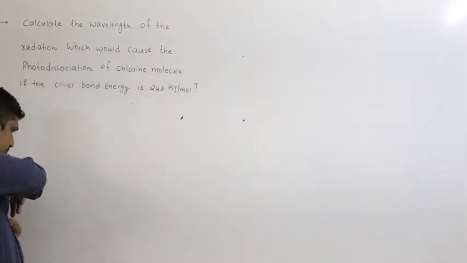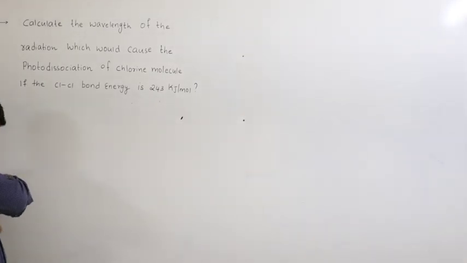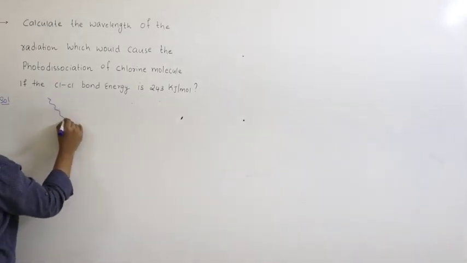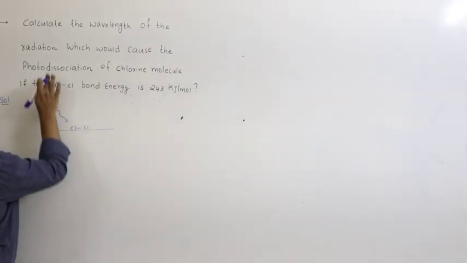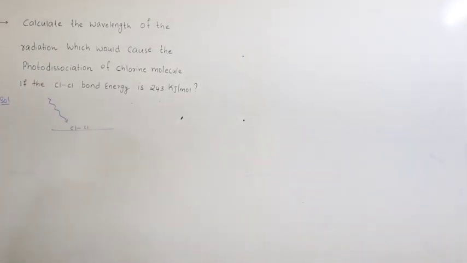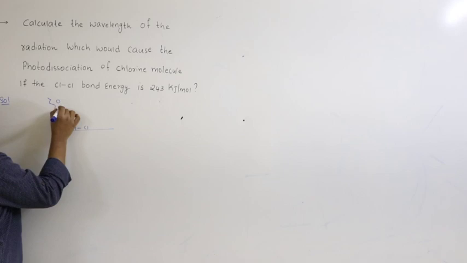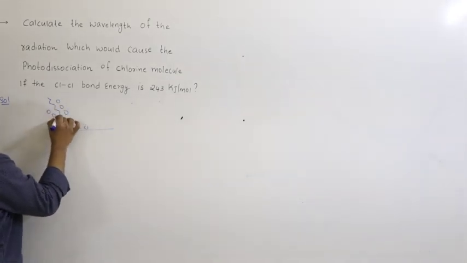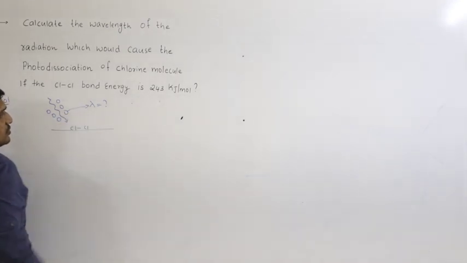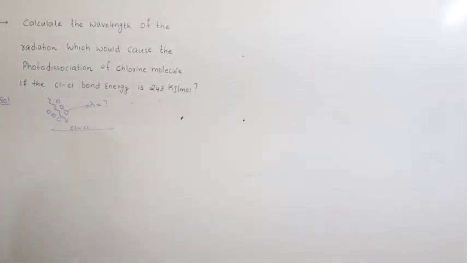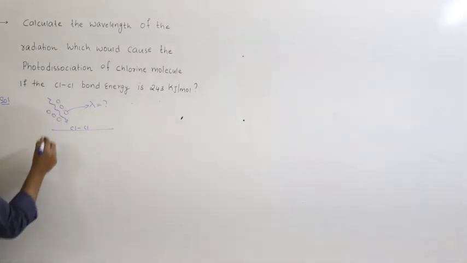So let us gather the information first, right. So photodissociation is nothing but the dissociation in the presence of light. So light radiation, right, we have to find the wavelength associated with each photon. For that you have to find energy required to break one chlorine molecule. So other information, bond energy.